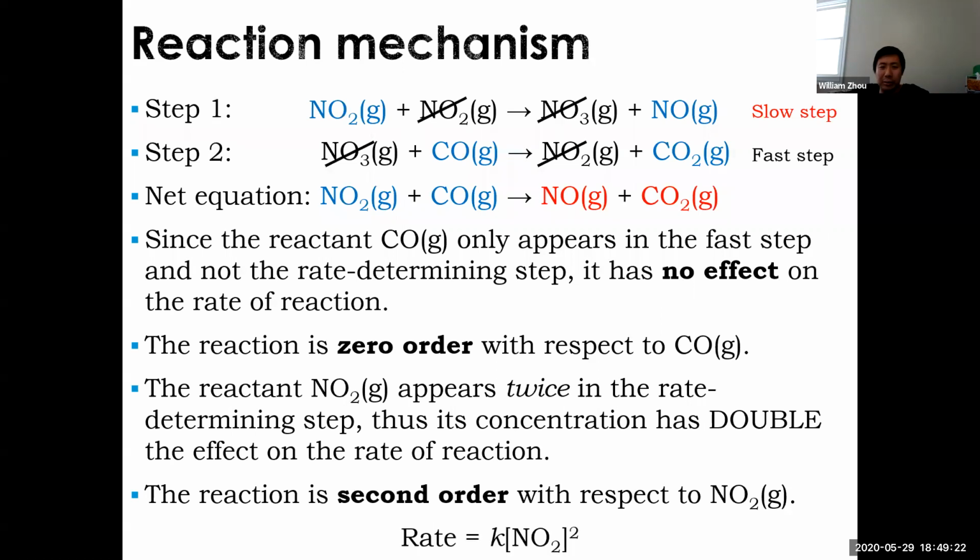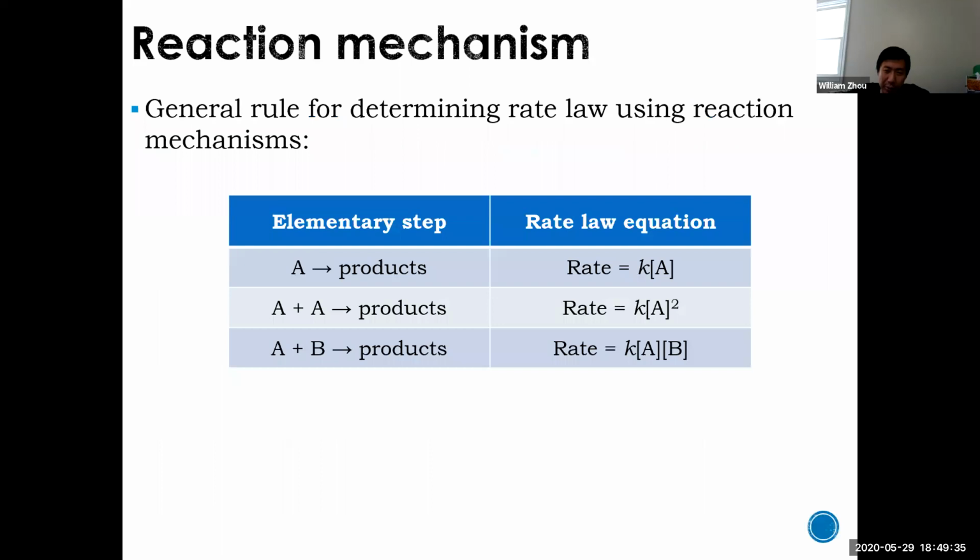That's the rate law. NO2 squared. Where did the 2 come from? The square comes from the fact that there are 2 NO2s in the slow step. This table summarizes that. This is the rate determining step, okay?